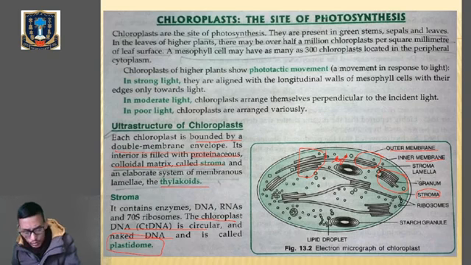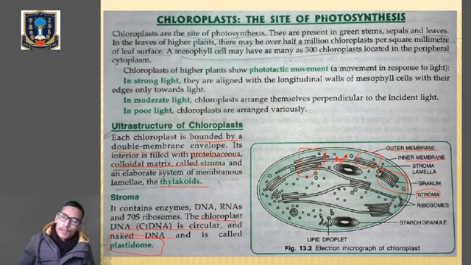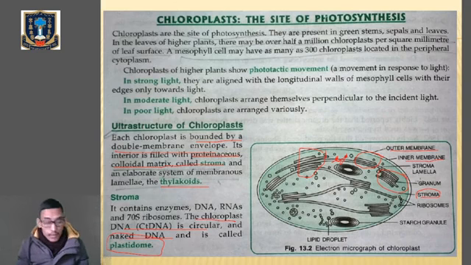plants that will help in photosynthesis, and they will absorb different wavelengths of light that we'll discuss afterwards. Clear? So remember that we have chlorophyll A, B, C, D, and E, but A and B are the most important ones that will help in the process of photosynthesis.